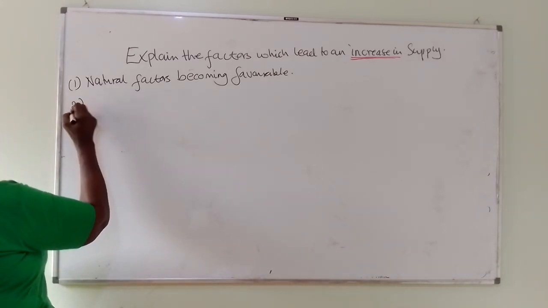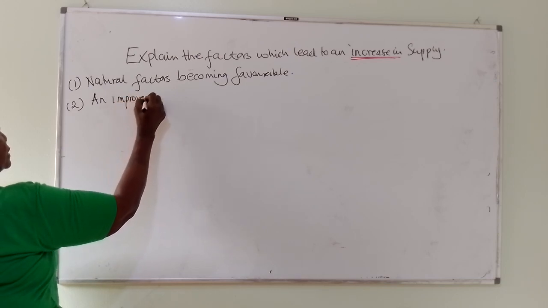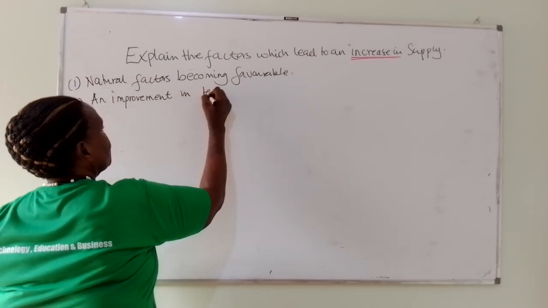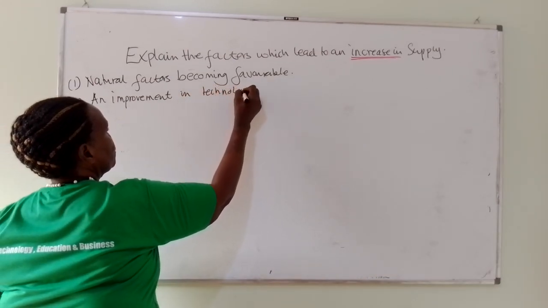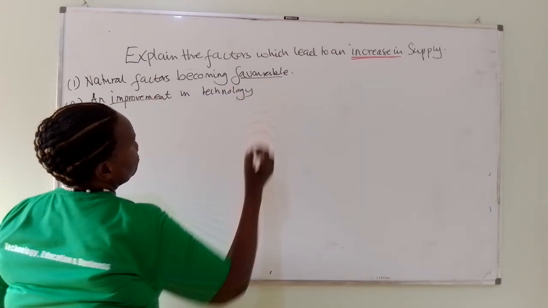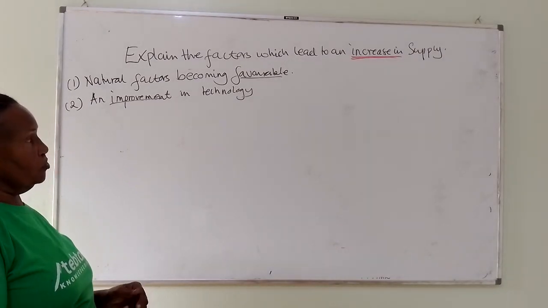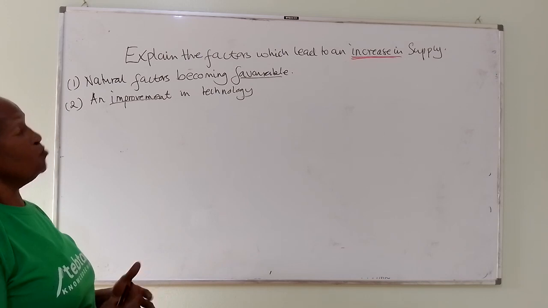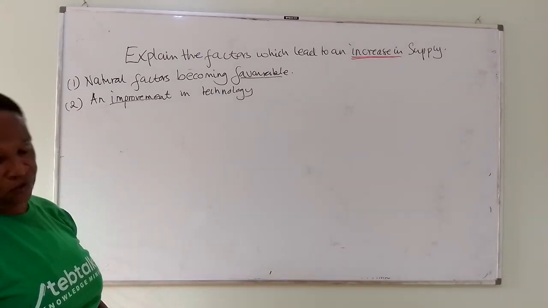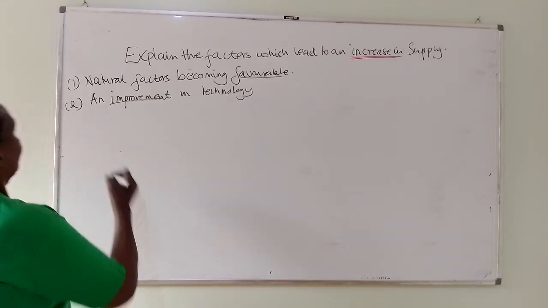A second factor may be an improvement. All these are positive statements. An improvement in technology or techniques of production. You improve on your technology. We are using methods of production that were not very efficient, and there you introduce new methods of production, you buy new machines, so there is an improvement in technology that may account for an increase in supply.